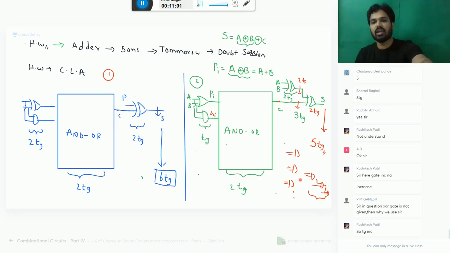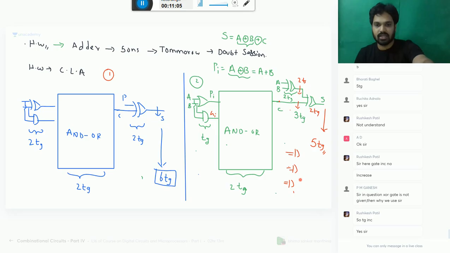The XOR gate is made using the available gates. Ganesh, I don't know whether you were there in the last part of yesterday's class or not. That's why we took 2 delays for the XOR gate. Why do you take 2 delays for the XOR gate? Because you are making this XOR gate using the available gates that we discussed yesterday already.